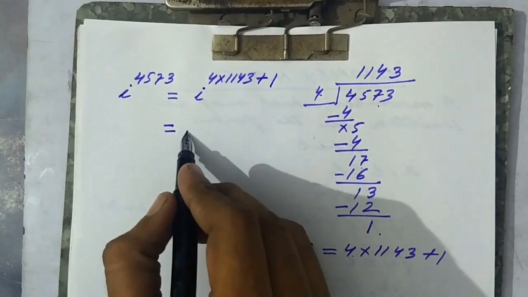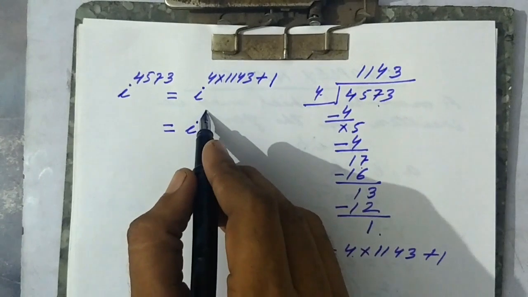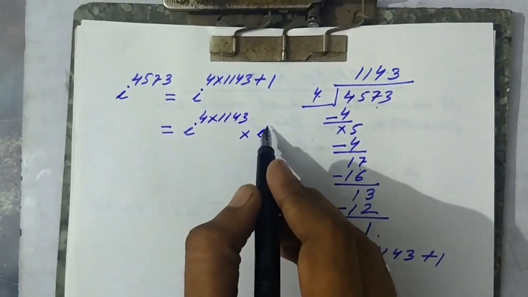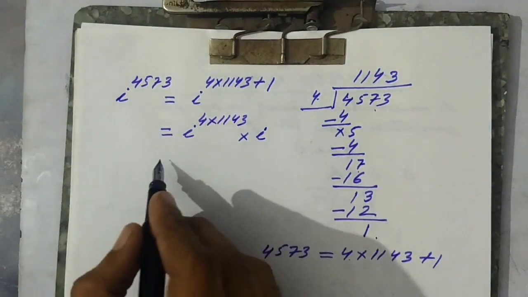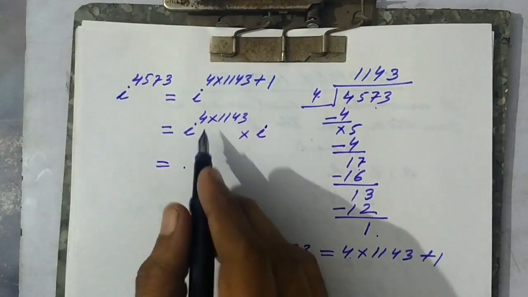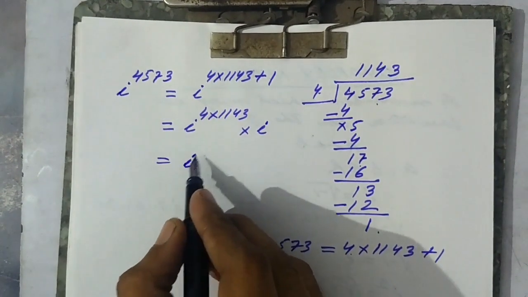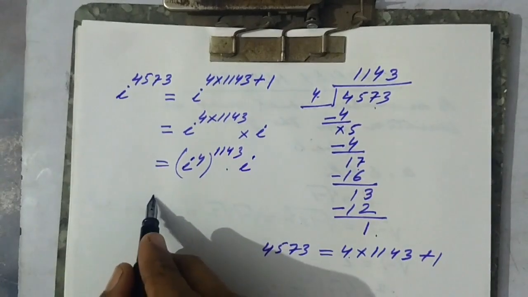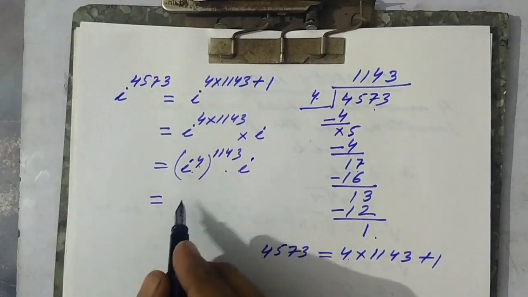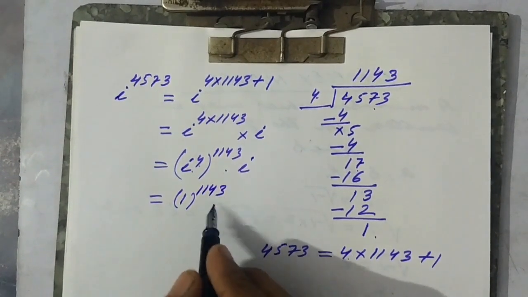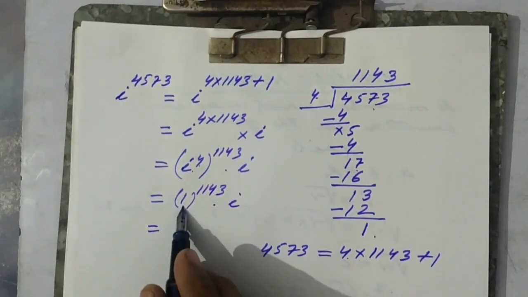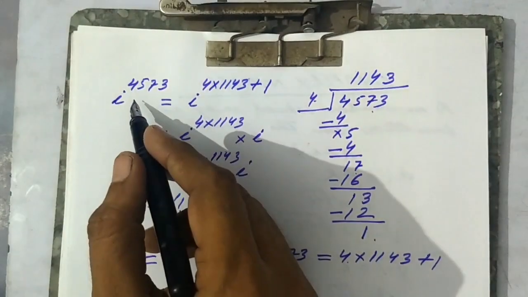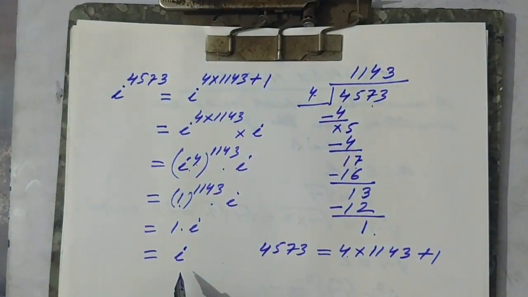By theory of indices, we may split these powers as iota raised to power 4 into 1143 multiplied by iota raised to the power 1, which is written iota simply. So here iota raised to power 4 into 1143 may be written as iota raised to the power 4 whole raised to the power 1143 into iota. As iota raised to power 4 is equal to 1, we replace it by 1, we get 1 raised to the power 1143 into iota. 1 raised to the power anything is 1, so we get 1 into iota, and ultimately iota at last. So iota raised to power 4573 may be written as iota in the simplest form.